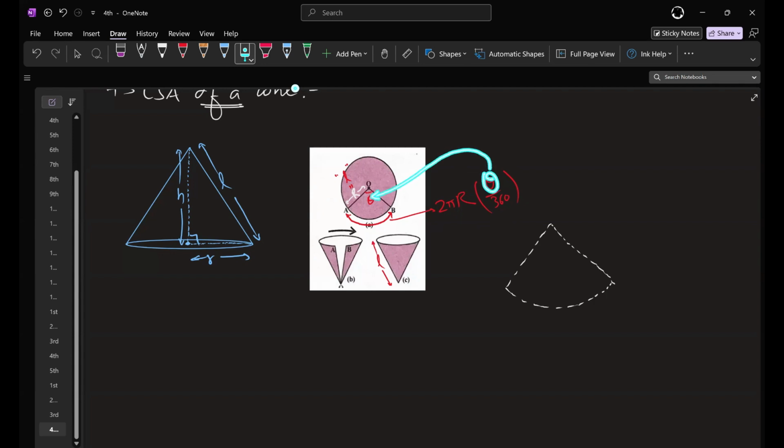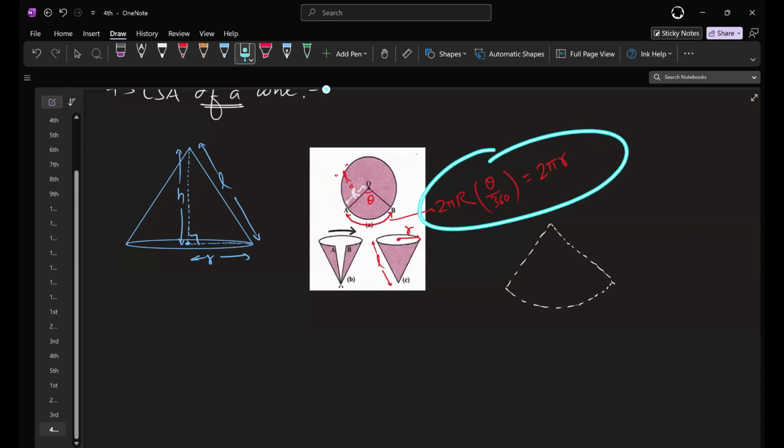It means there are no conical parameters. But we know that this arc length is going to make the circumference of the base of the cone, where this is actually equal to r. Is this okay for you? What I have written here? Okay. It means this whole length is equal to 2 pi r.